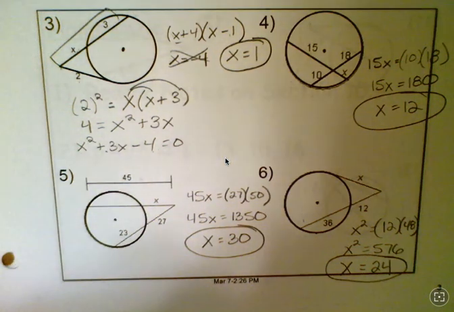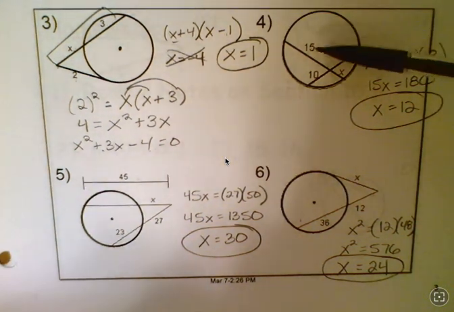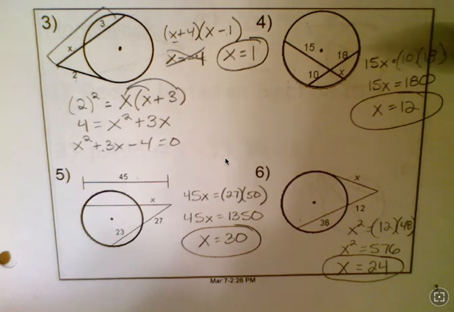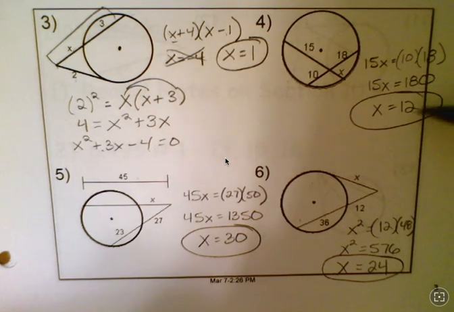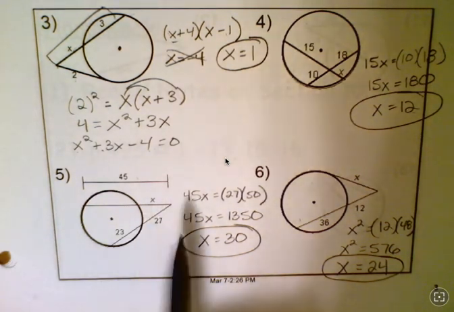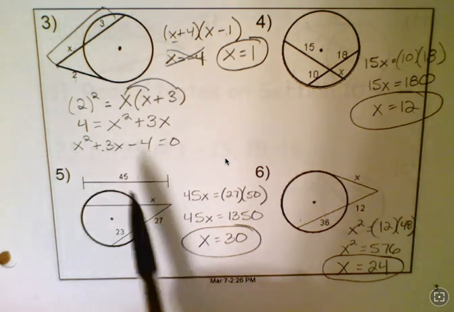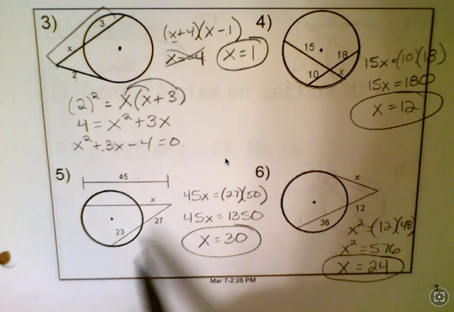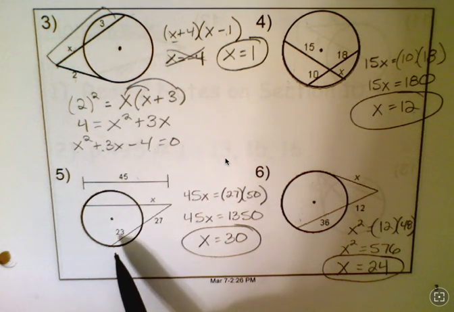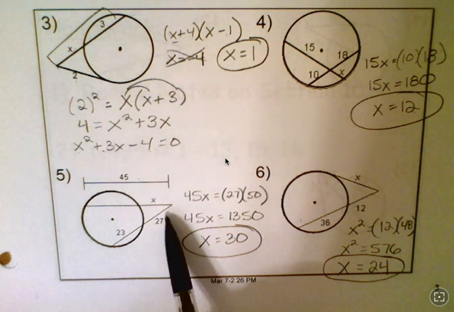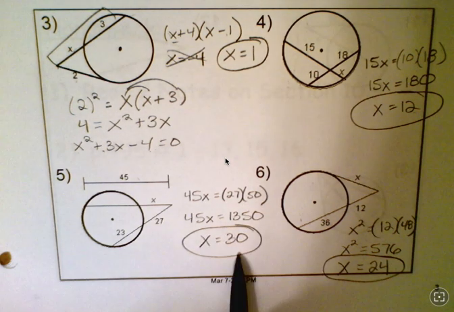So here's what I got. I got 12 because it's 15 times x, 10 times 18. So that's 180, divide. Down here, the whole secant is 45. So 45 times x. And then 27 times the whole, which is 50. So I got 30 here.